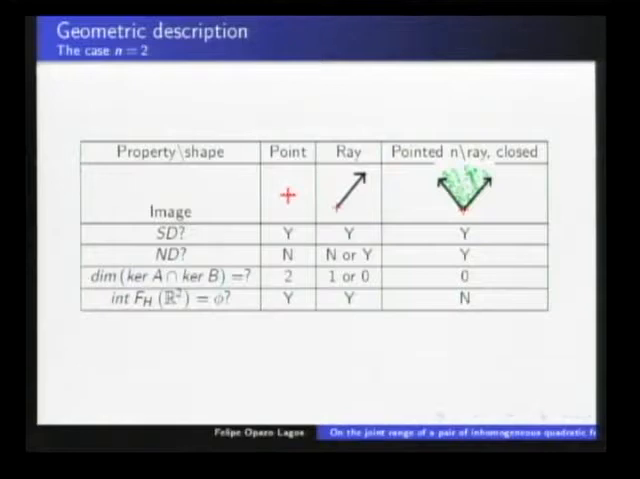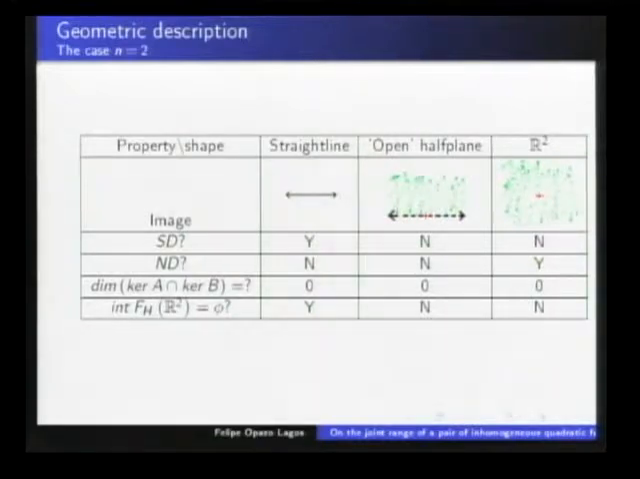And after we get all the possible forms that this set can have, we study the SD property, the ND property, which these two are related, this with this and this with this. And this interesting property, the intersection of the kernels of the original matrices, and whether the set has a topological interior. Okay? Why are we doing this? Because the principal aim is to do this.